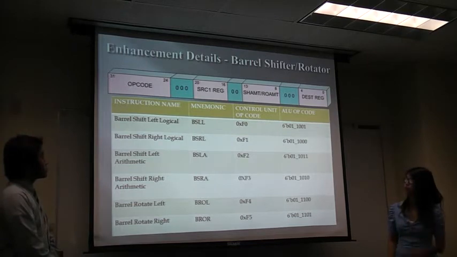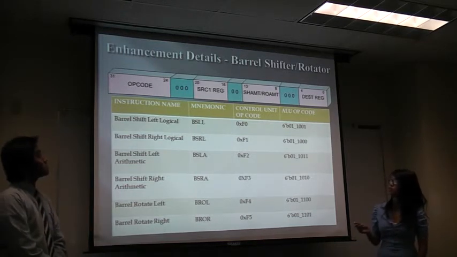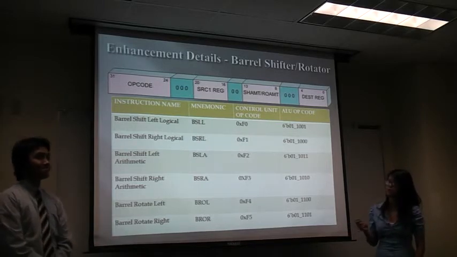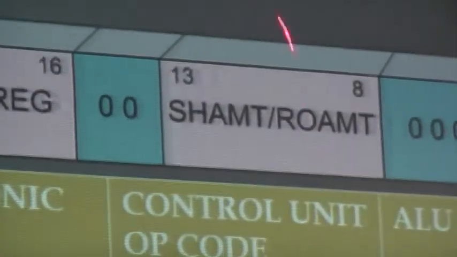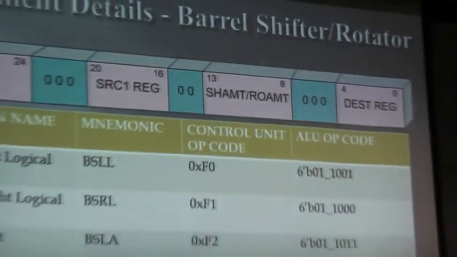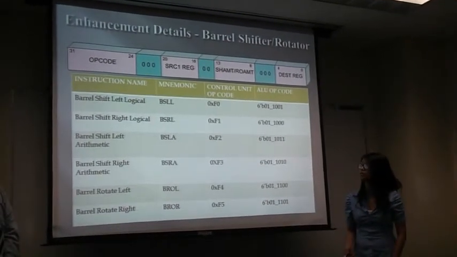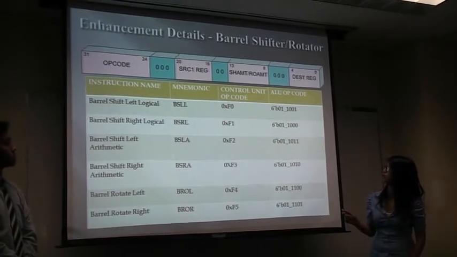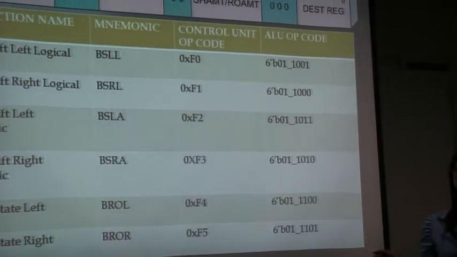So these are some of the instructions that we added for our barrel shifter. This is the instruction format here. It looks a lot like our 3 operand one. We have the opcode, we have source 1 register, and instead of having a source 2 register, we have a 6-bit shift amount or rotate amount. And then we have a destination register, which could be a different register or the same one that you want to store back into. So this is an overview. Here are the control unit opcodes that we added to our CU, and then these are the ALU opcodes, because we did put our shifter straight into our ALU.